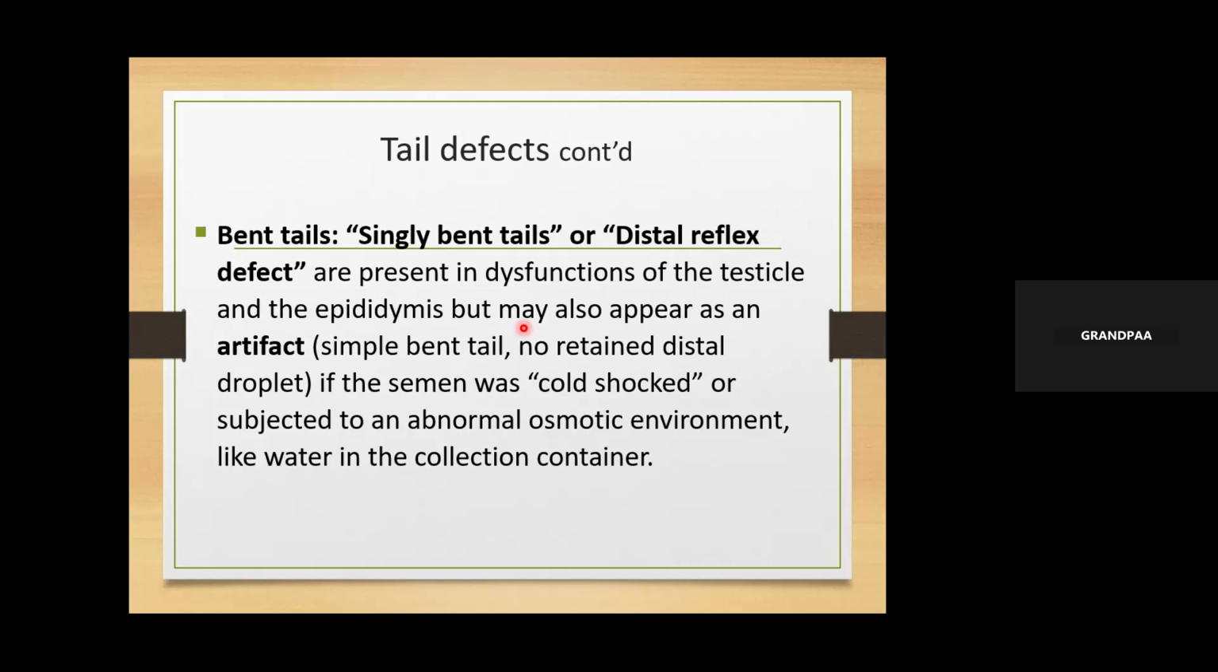So the bent tail effect can be introduced in the lab, and that becomes an artifact. An artifact is something which is not actually coming from the sample, but has been introduced into the sample by an external process. We need to know this one because it may be introduced into your analysis, and then it will be misjudged as abnormal sperm tails.